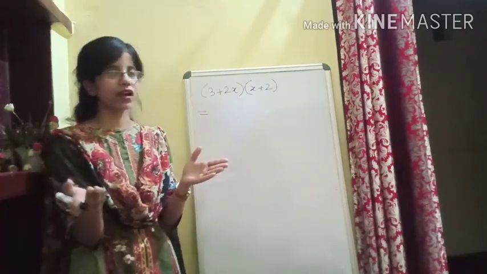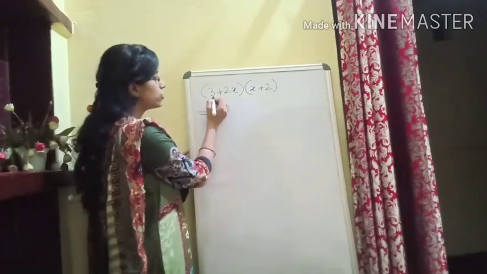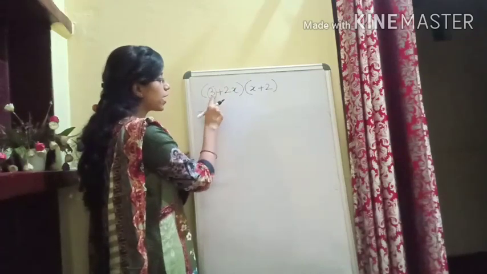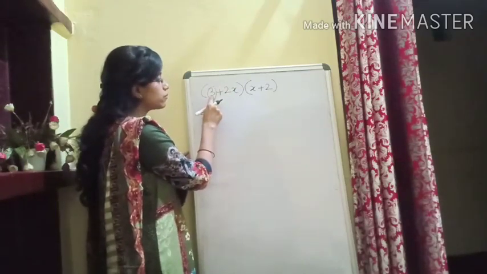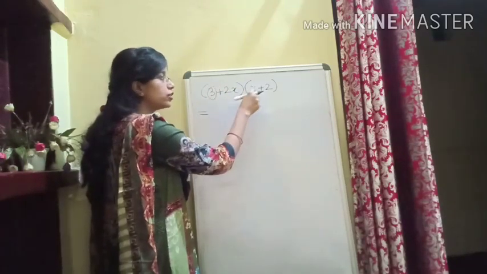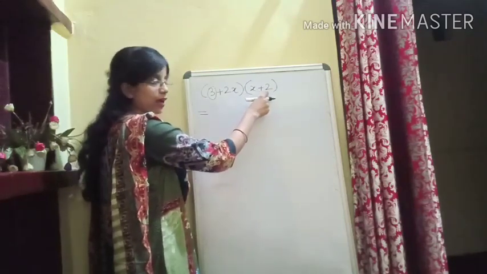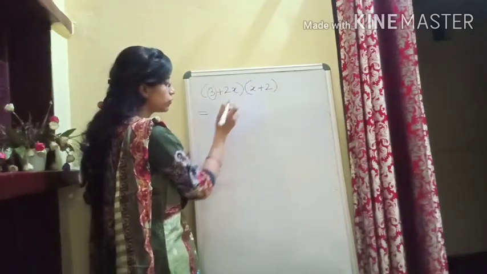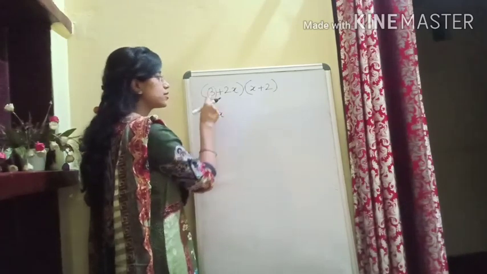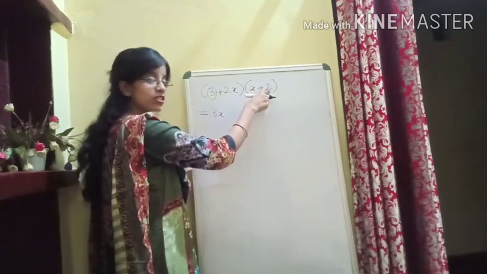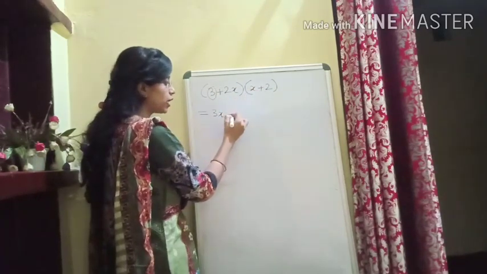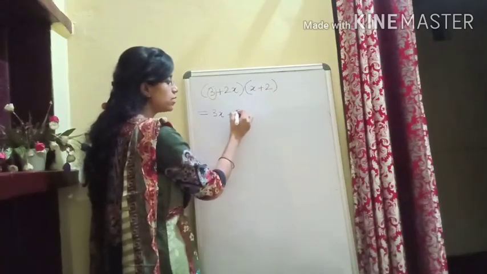This you can do anyhow. I am going to multiply. See what we do. We take the first term of the bracket and multiply this term with the other two terms of the different bracket. So now 3 into x will be 3x. Same term we multiply with this but with sign. So plus plus will be plus. 3 into 2 will be 6.